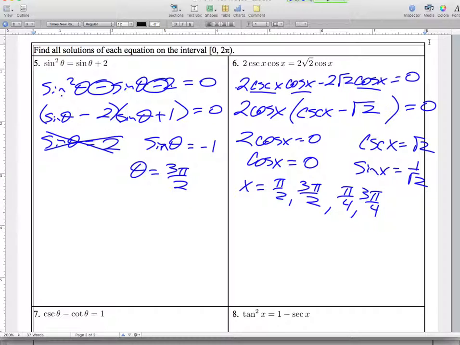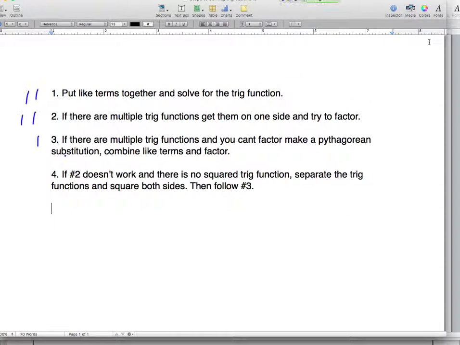So is that a level 1, 2, 3, or 4? It's a level 3. It's not a level 3 or a 4 unless you have to make a Pythagorean substitution. If you do not make a Pythagorean substitution, that means it's level 1 or level 2.